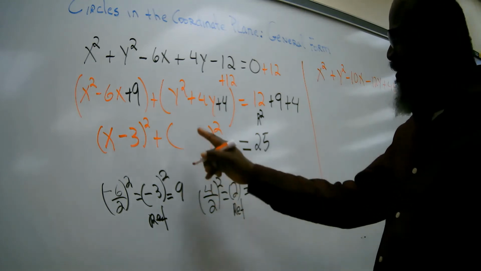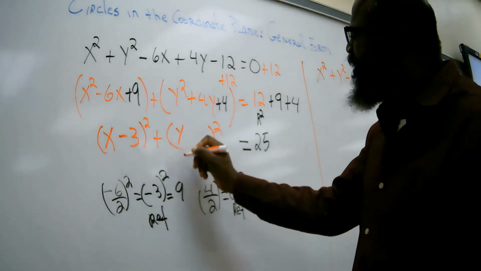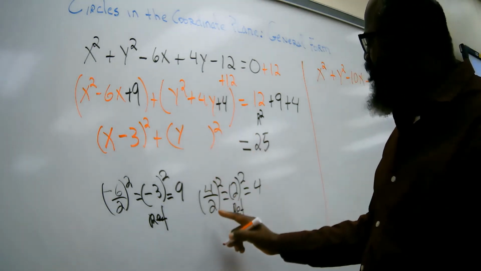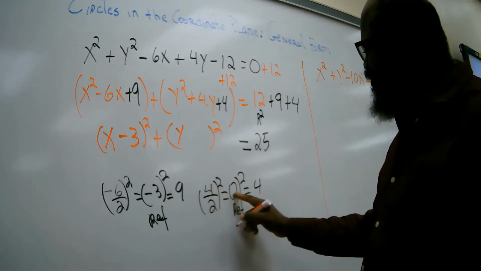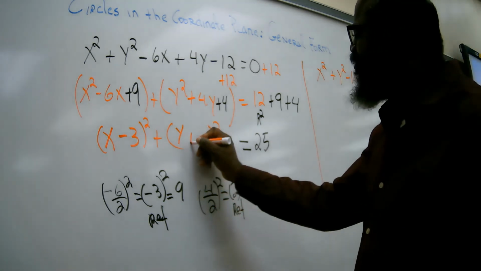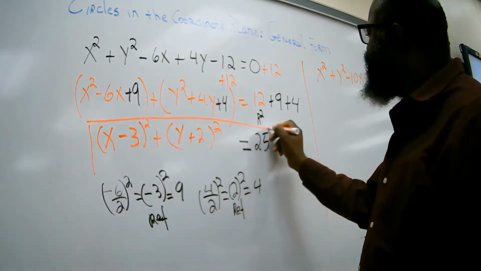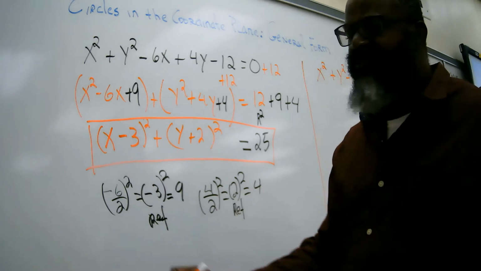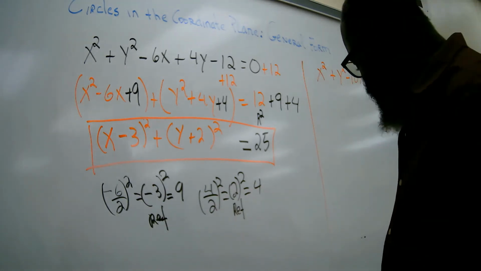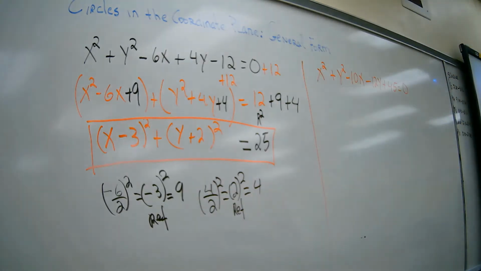Then you go here. This is your y term. Then whatever 4 divided by 2 was, that's 2, that's the reference. That's positive 2, that's what goes there. Then your equation is in standard form. Then we need to identify the center and the radius of the circle. That's what we are about to do.